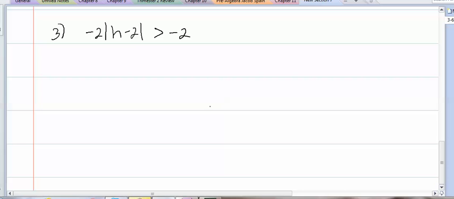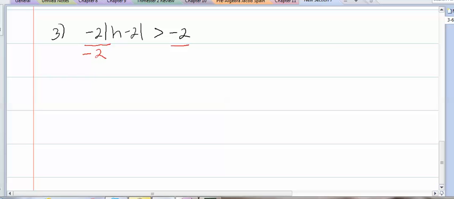Okay, so number 3, it's -2 times the absolute value of h minus 2 is greater than -2. On absolute value, your goal is to get the absolute value sign and whatever's inside on one side of the inequality sign or the equal sign, and then get the numbers on the other. So our very first step is we need to get absolute value by itself. So we're going to divide this by -2.